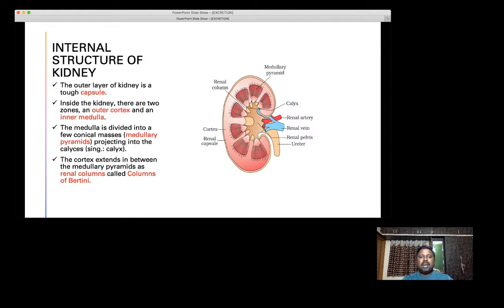The medulla is divided into a few conical masses, this red color region, also called the medullary pyramids. These are present in between the calyx or calyces. The cortex extends between the medullary regions. That is called the renal columns or columns of Bertini.